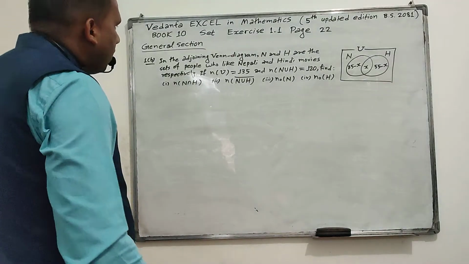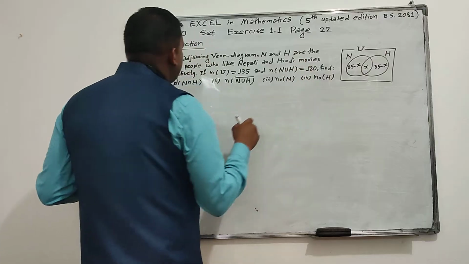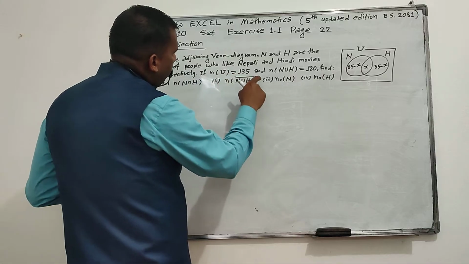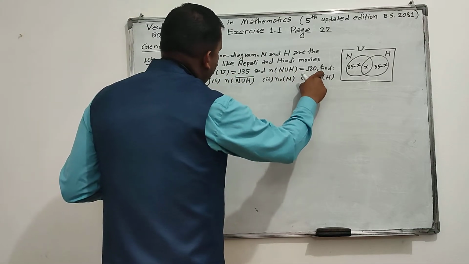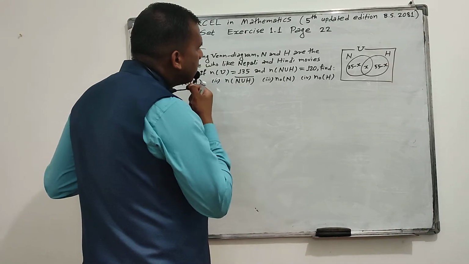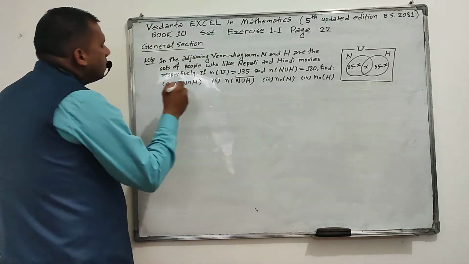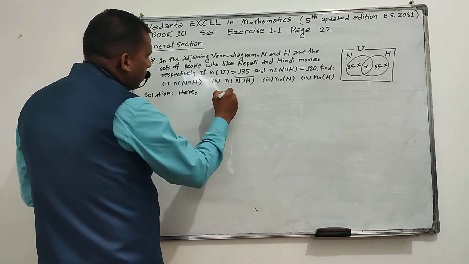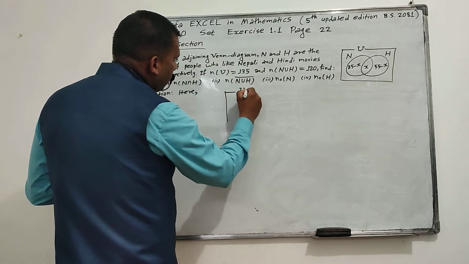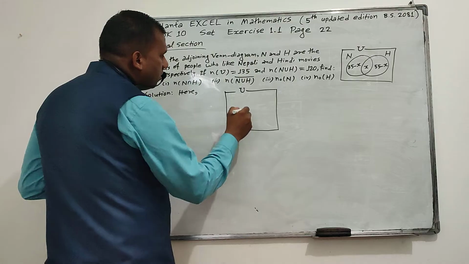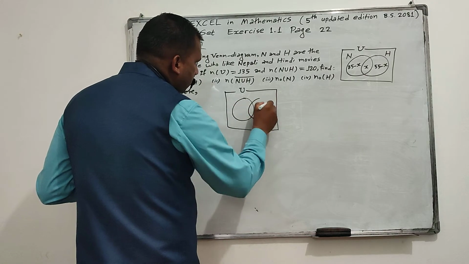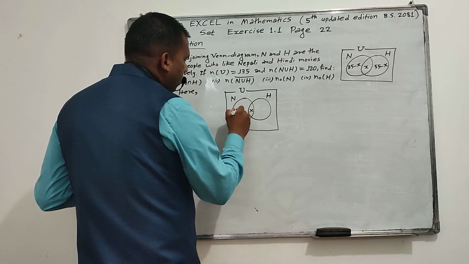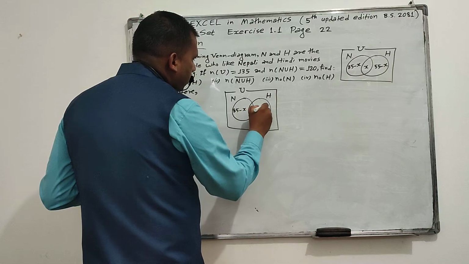Now question number 1b. In the given Venn diagram, N and S are the sets of people who like Nepali and Hindi movies respectively. If number of U is 135, number of N union S is 120, find these given sets. Now its solution. Here given Venn diagram is this U and N and S. Here X, here 85 minus X, here 55 minus X.